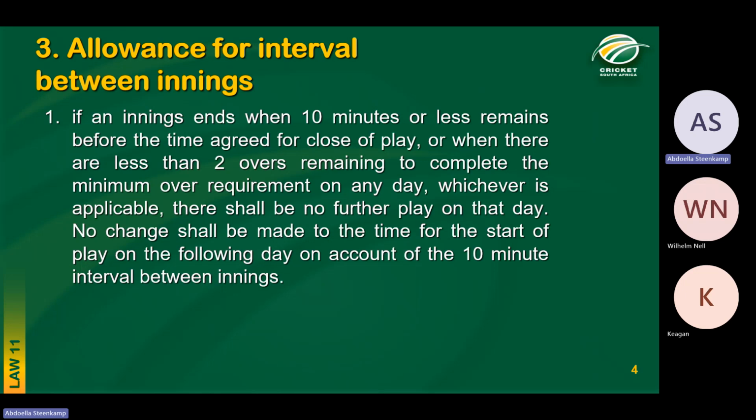I'll just use an example to illustrate what the law says, and then I'm going to bring in the playing condition as well. So our close of play is 17:30. If side A gets bowled out at 17:22, what happens next? According to law, that should be stumps. Why is it stumps? Because law tells us if an innings ends 10 minutes or less to the close of play, it will be stumps.